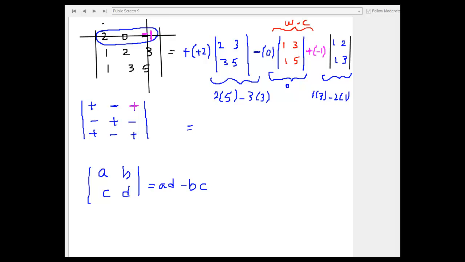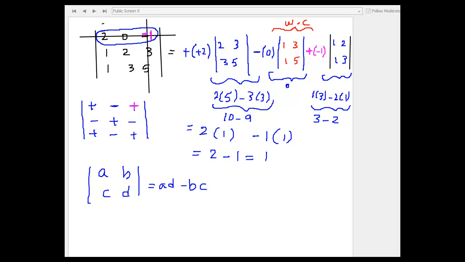So this whole thing would be 2 times this number here. 2 times 5 is 10. 10 minus 9 would be 1. So it would be 2 times 1. And then we have minus 1 from here. So this would be 1 times 3 would be 3. 3 minus 2, which is equal to 1. So it would be minus 1 times 1. So we have 2 minus 1, which is equal to 1. That's how you find the determinant of a 3 by 3 matrix.